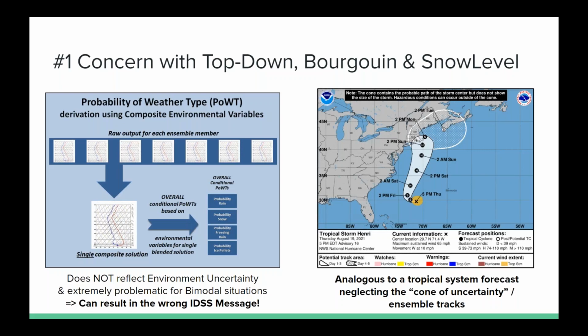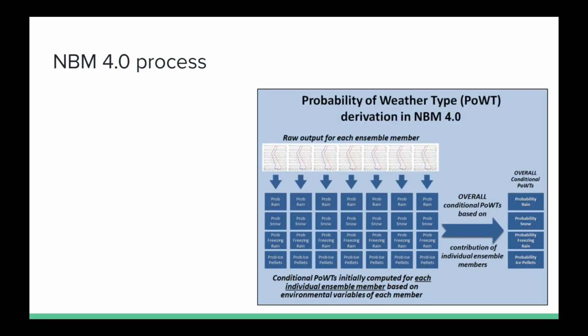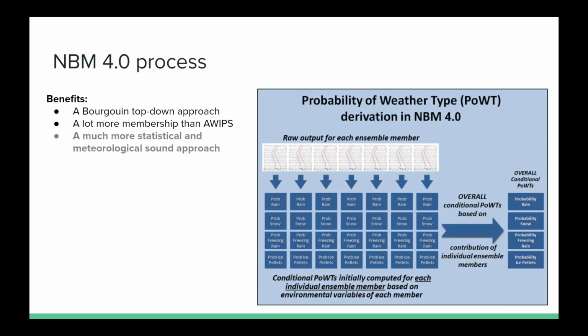So this is something that the NBM Science Advisory Group had noted, because this approach was in the NBM for versions 3.0 and 3.1. In 3.2 and 4.0, the process changed. And now we look at, for each member, utilizing the Bourgouin top-down approach, creating a precipitation type probability for rain, snow, sleet, and freezing rain, and then blending each of those probabilities to get a final probability. This is a much more statistical and meteorological sound approach. It has more membership than, say, the Bourgouin approach in AWIPS. I think it has more membership than even the top-down and the SnowLevel.